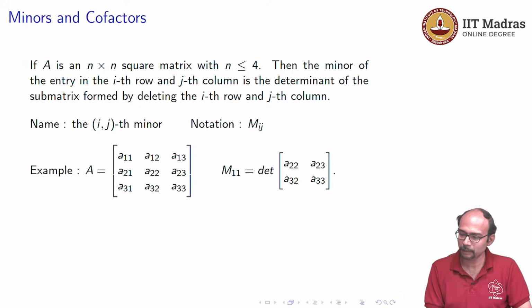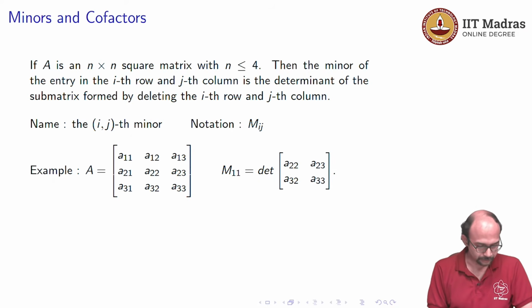So, if A is a 3 by 3 matrix as written here, A11, A12, A13, A21, A22, A23 and A31, A32, A33, then the 1 1th minor is nothing but the determinant of A22, A23, A32, A33. Okay. So, this is what you obtain by dropping the first row and first column. This is exactly the kind of operation we have been using in computing determinants by expansion along the first row.